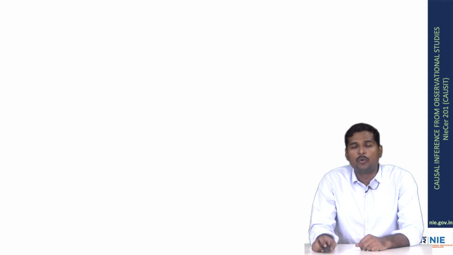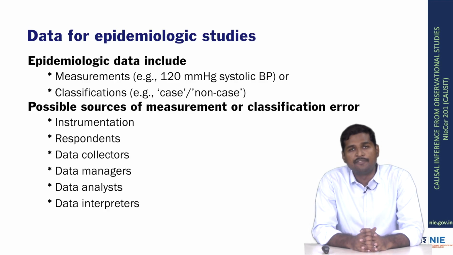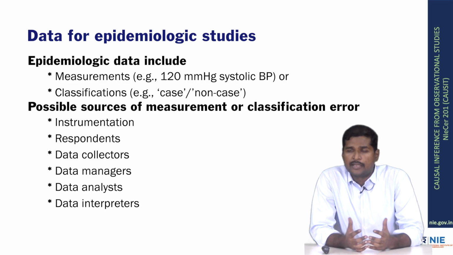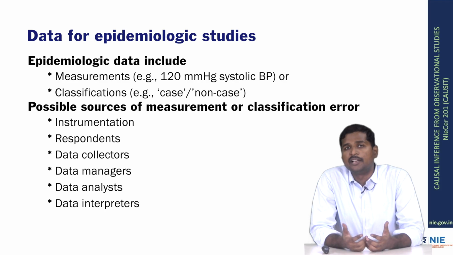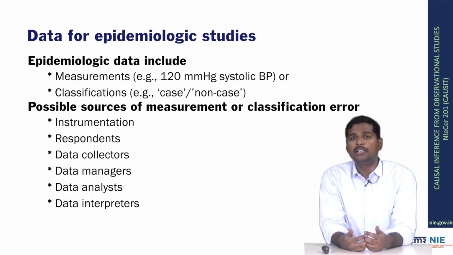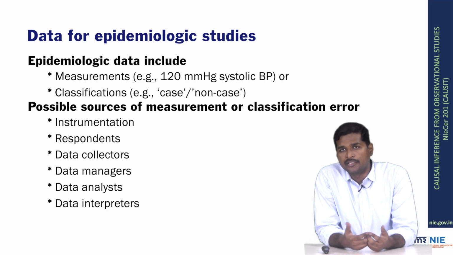Now let us move on to possible sources of information bias. So, as I said previously, epidemiological data might include either measurements or classifications. Measurements, we generally talk about continuous variables like systolic BP, urine output, serum creatinine, hemoglobin levels. So, these are measurements, and depending upon the instrument, there may be errors in measurement.